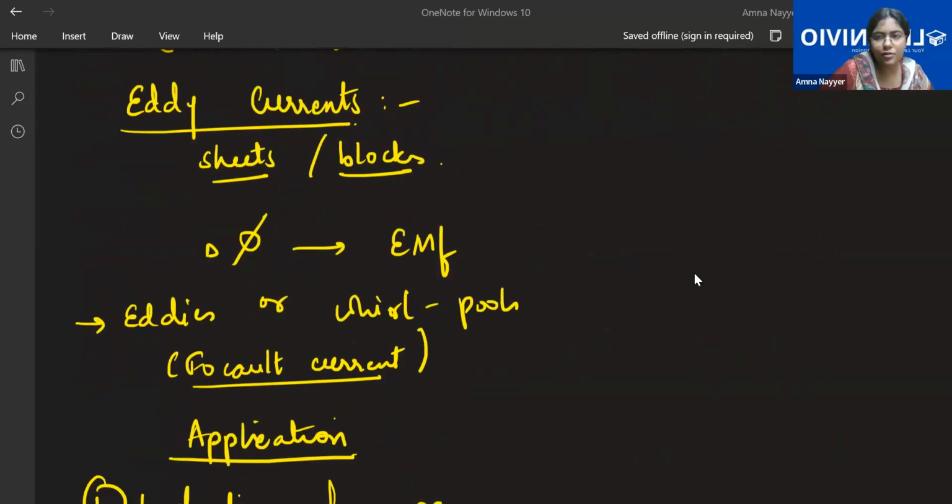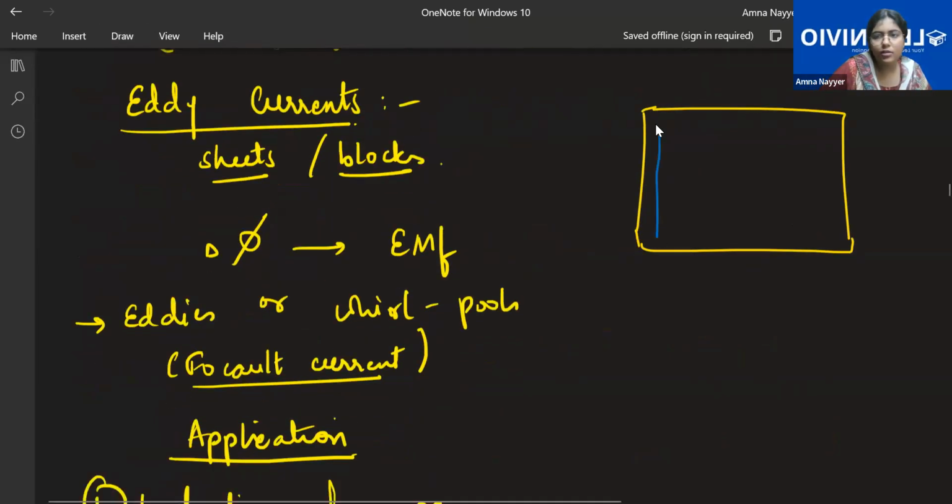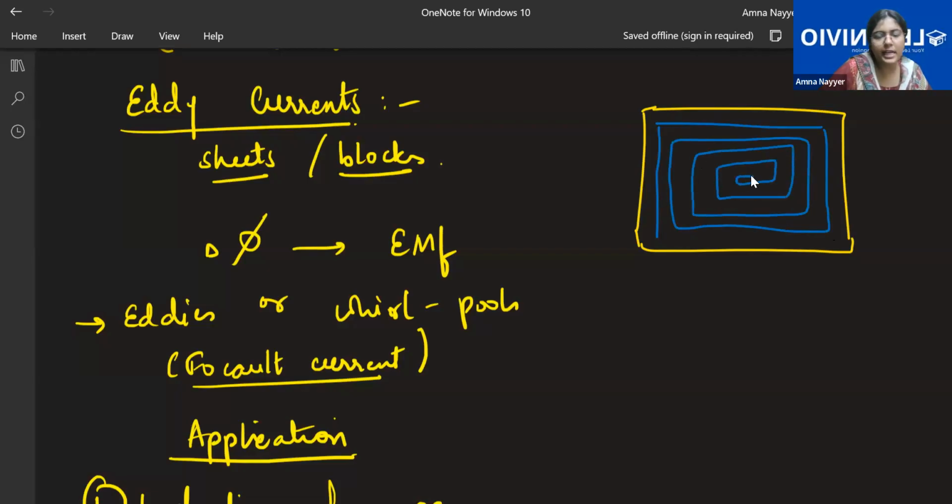When you have certain sheets or blocks, some amount of current flows in a spiral format like this. This is known as whirlpool. So eddy currents are basically known as the Foucault currents or the whirlpool currents. Whenever you have blocks or sheets, because of the change in the magnetic flux, there will be EMF induced, and the current flows in the form of spirals, which are known as the whirlpool.